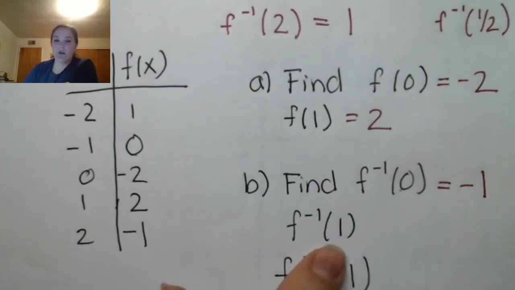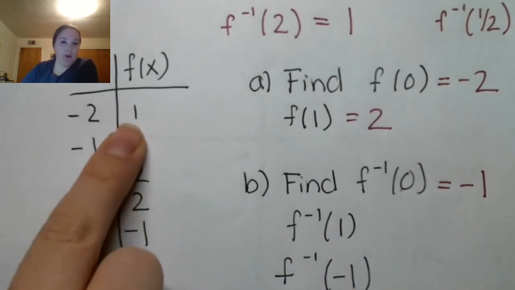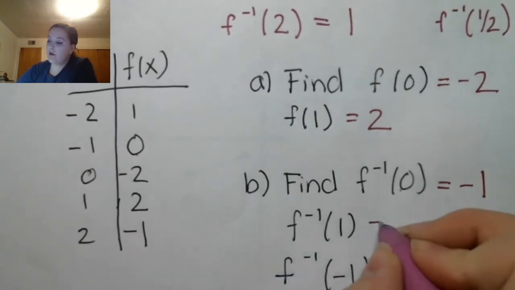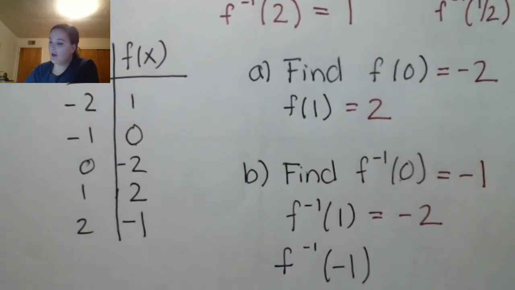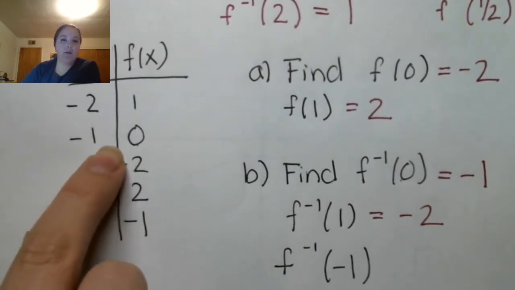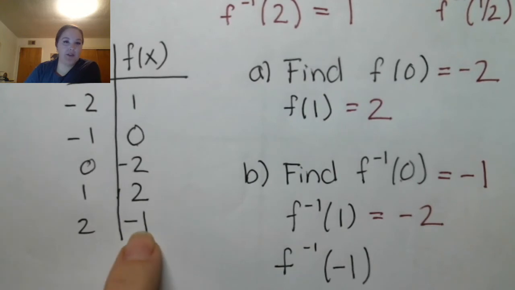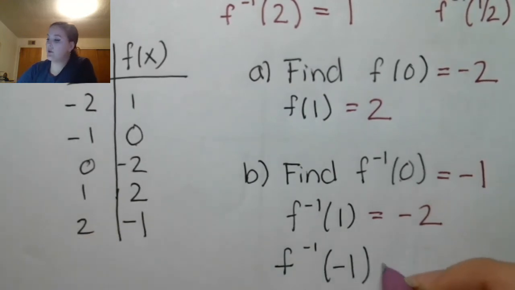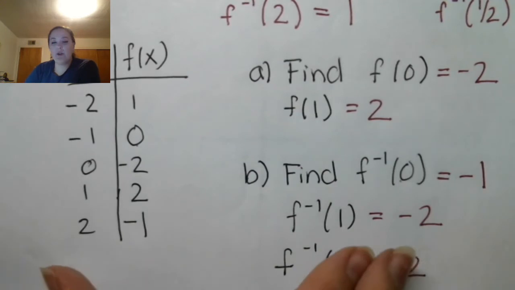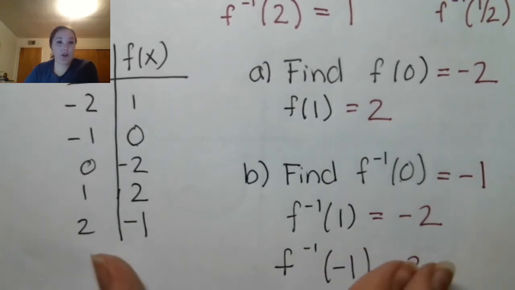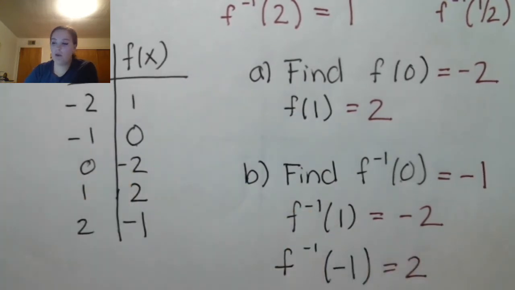Again, here's our output value of 1, and we're going to give the corresponding input value -2. Last one, we have the output value of -1 on the output side, and we're going to give the corresponding input value of 2. So this is how you can evaluate inverse functions from an XY table.